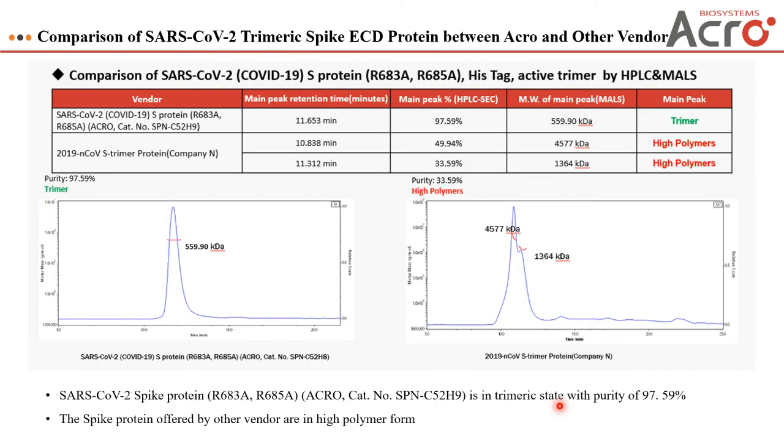We also performed SEC-MALS to compare our SARS-CoV-2 spike protein product with the protein offered by other vendors. As you can see from this slide, in contrast to ACRO's trimeric spike protein product with conformational purity of 97%, the spike protein offered by other vendors is in high polymer form with molecular weight around 4,500 kilodaltons.